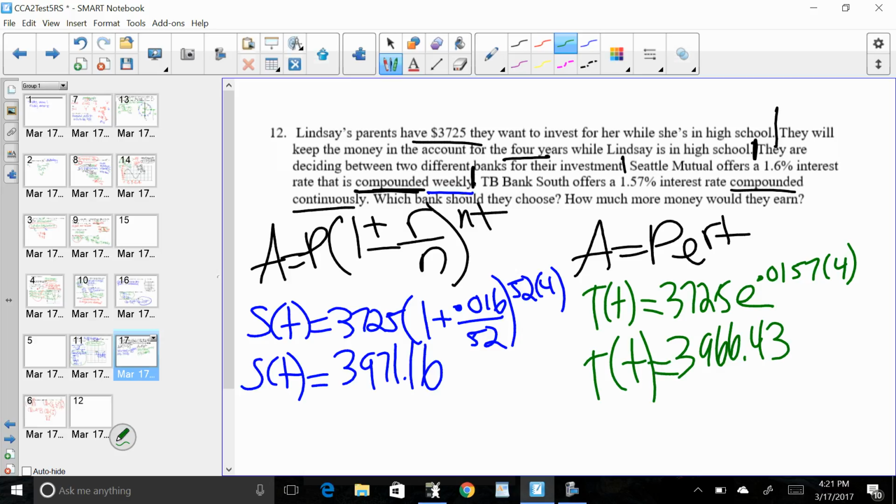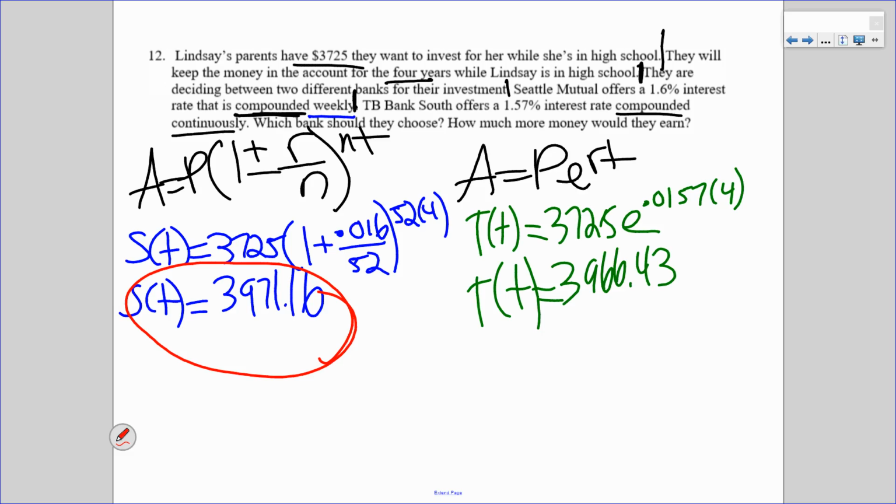So I don't know about you, but I want more money than less money, so I'm going to probably go with the Seattle Mutual here, because it's more money. And it says how much more money would they earn. So to determine that, I'm just going to subtract them.